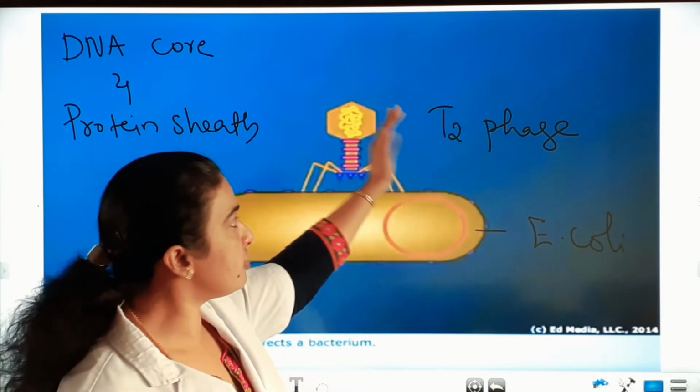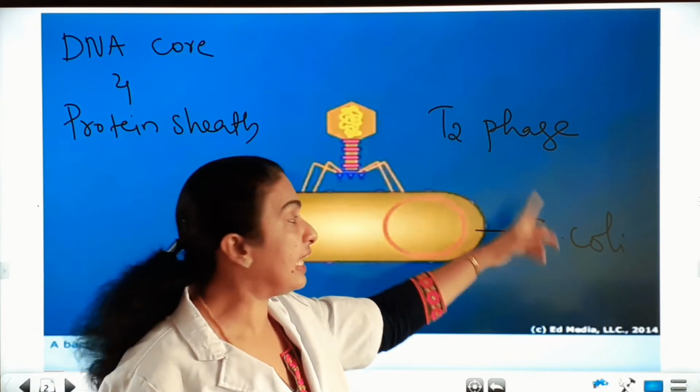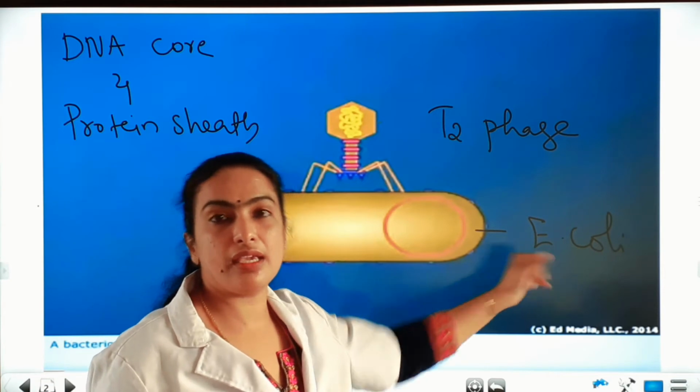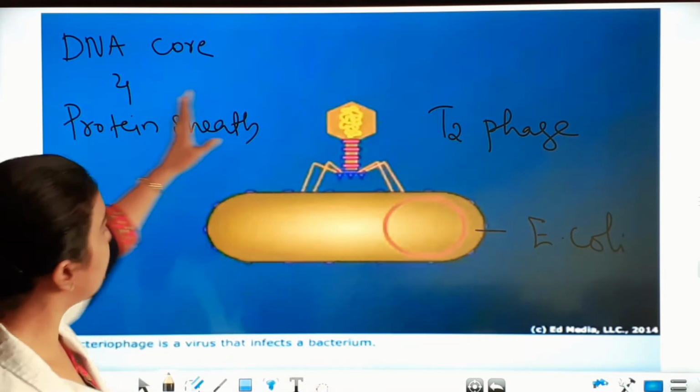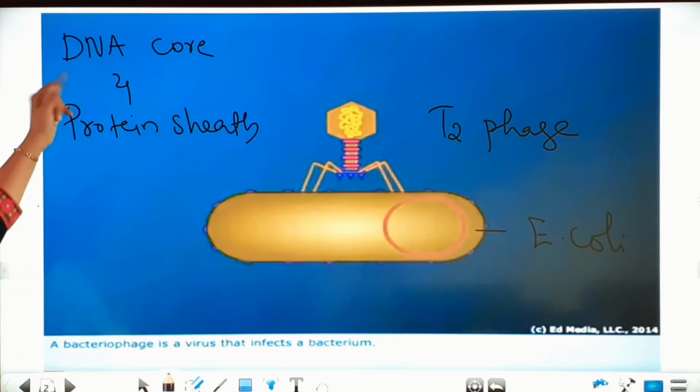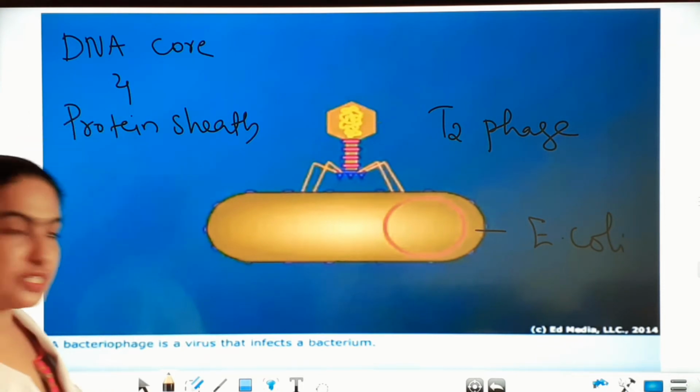Okay, so T2 phage is a kind of bacteriophage that can infect the bacteria E. coli. And the two structural components of the T2 phage are the DNA core and the protein sheath.